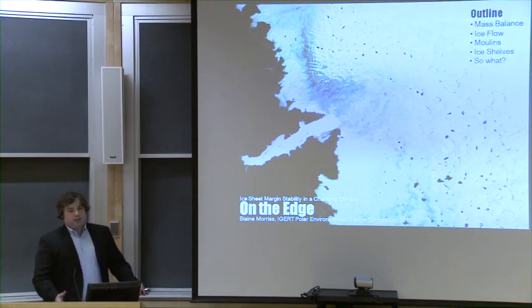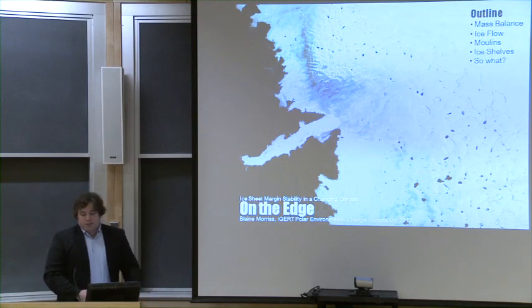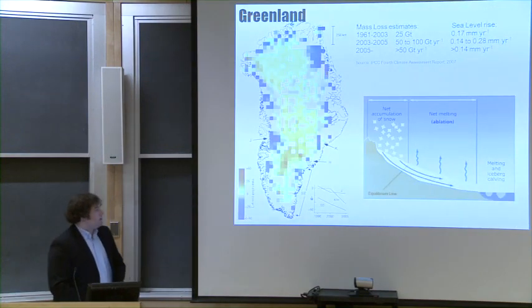So basically, this is a mass balance problem. Where's the ice? Where will it end up? So I'm going to talk a little bit about ice flow, and then a couple of more dramatic examples of some processes that involve really mass loss near the ice margin. A couple of more positive feedbacks to really brighten your day. And then, what does it mean for us?